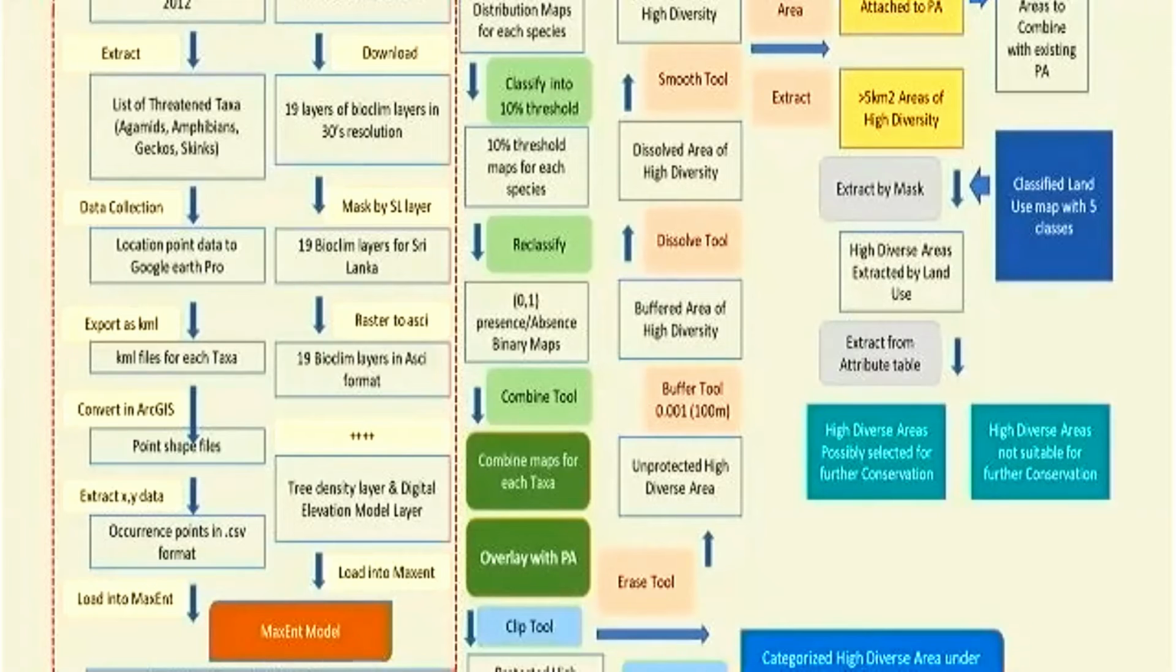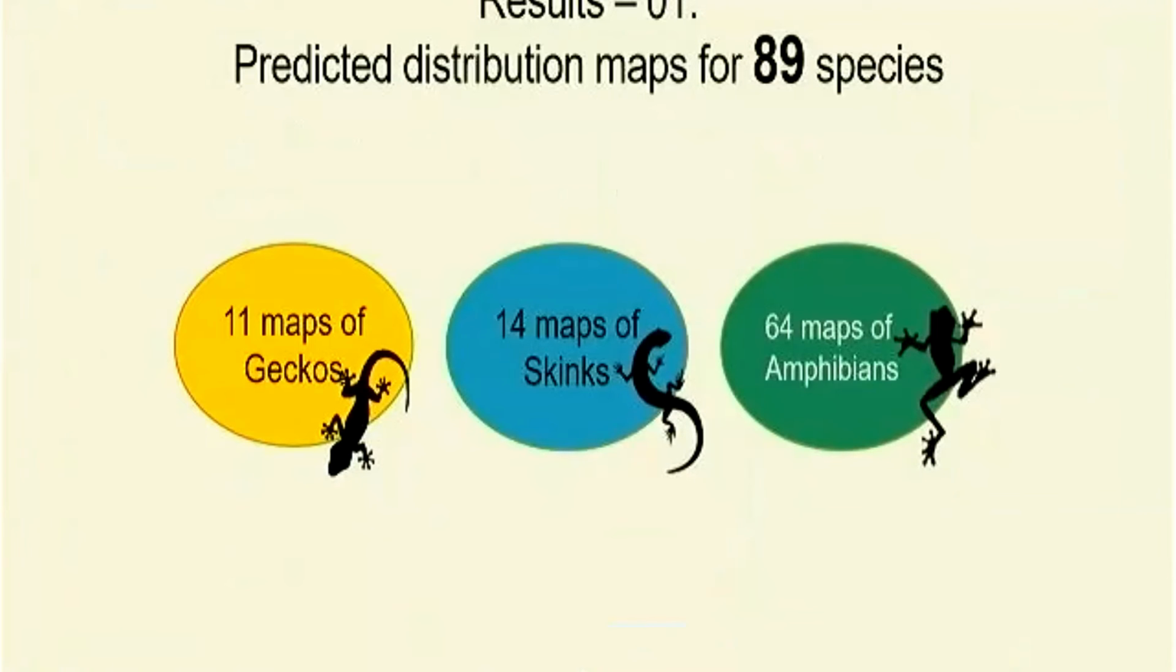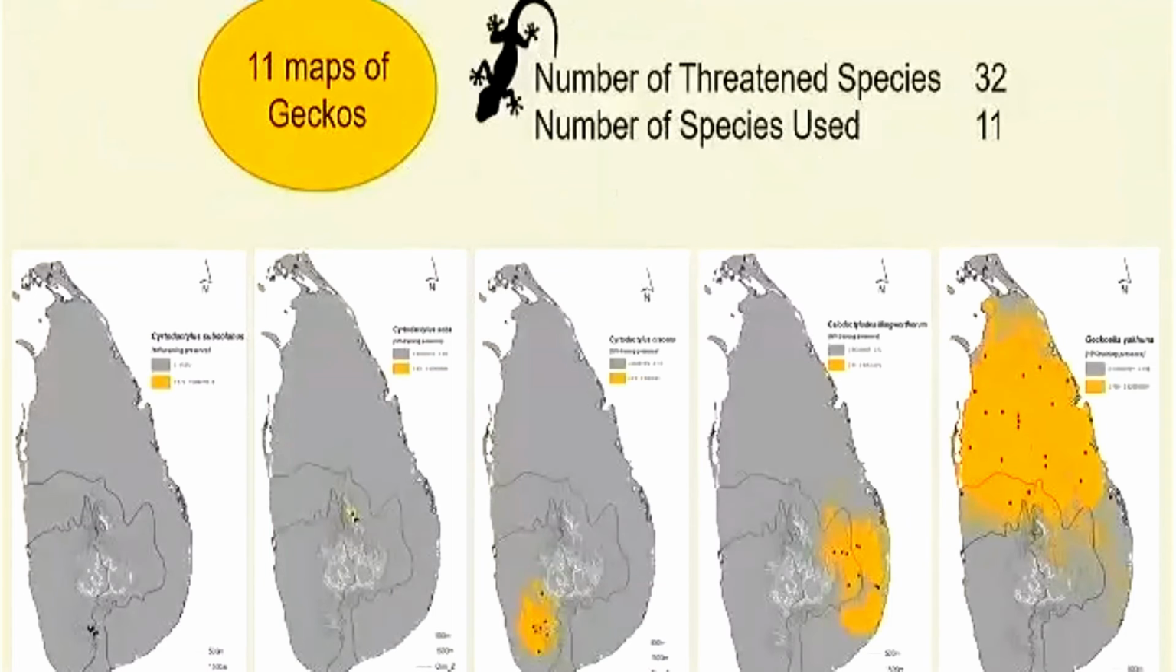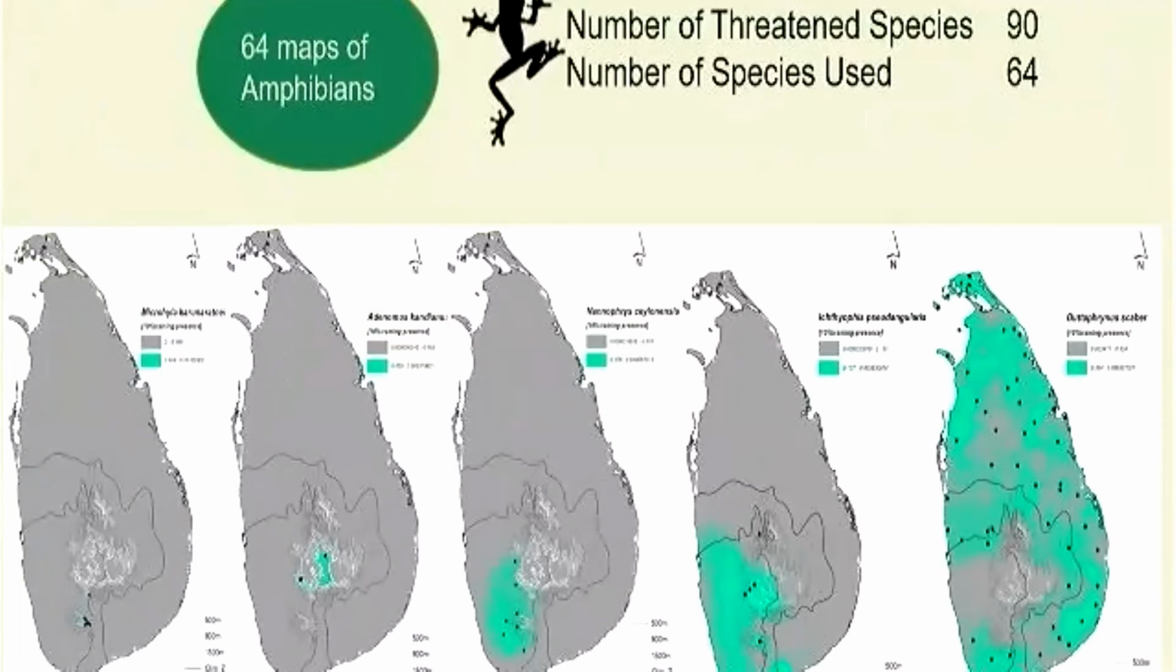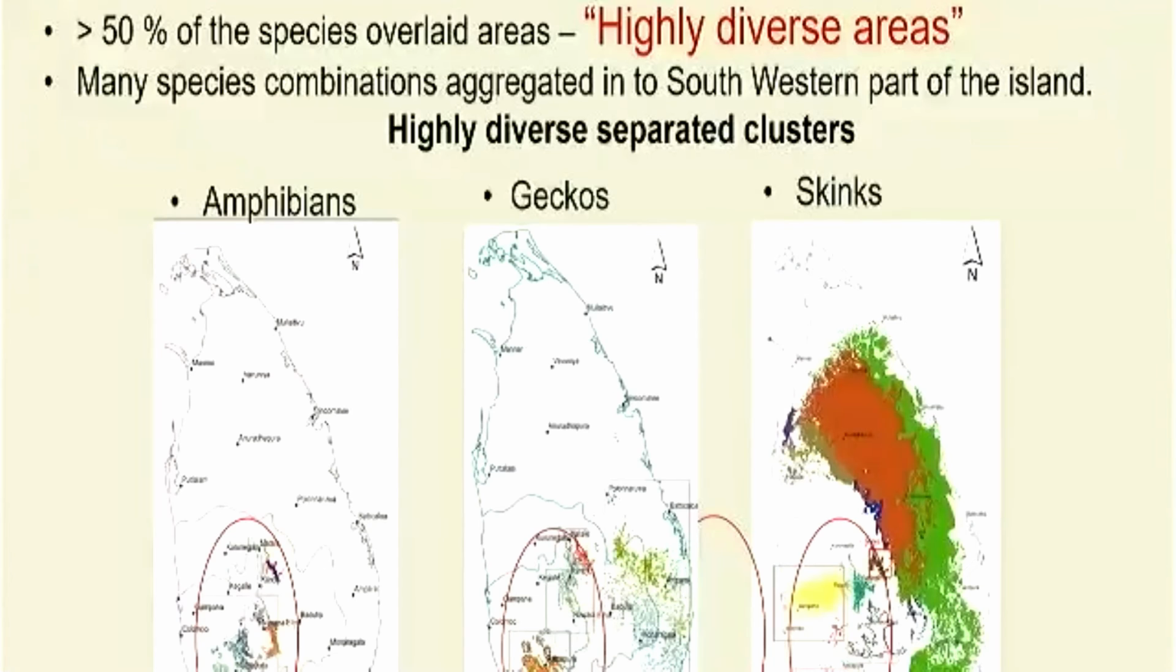It's really hard to explain this within this time. So as a result, we have generated 89 maps of the geckos, skinks, and the amphibians like this. These are some examples. We have used 11 gecko species out of 32 threatened gecko species, and 14 skink species out of 20 skink species, and 64 amphibians out of 90 threatened amphibian species.